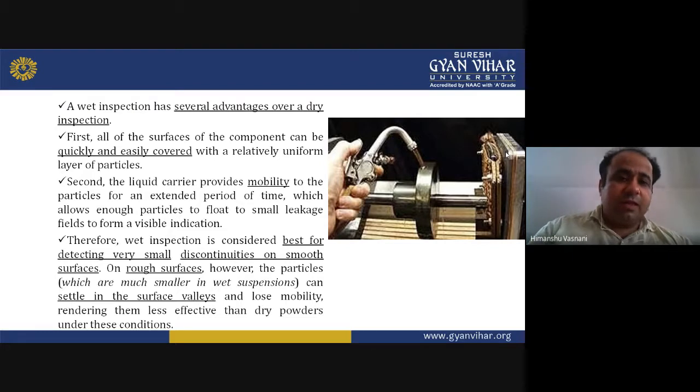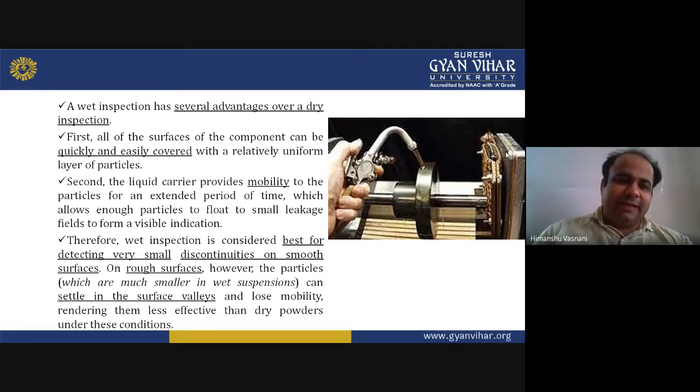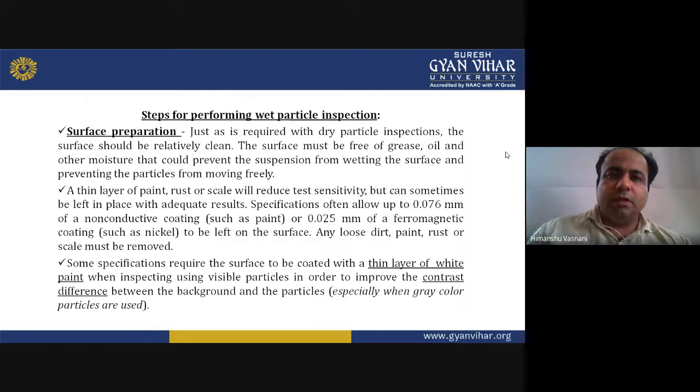On rough surfaces, the particles, which are much smaller in wet suspensions, can settle in the surface valleys and lose mobility, rendering them less effective than dry powders under these conditions. Okay. Now, steps for performing wet particle inspection.